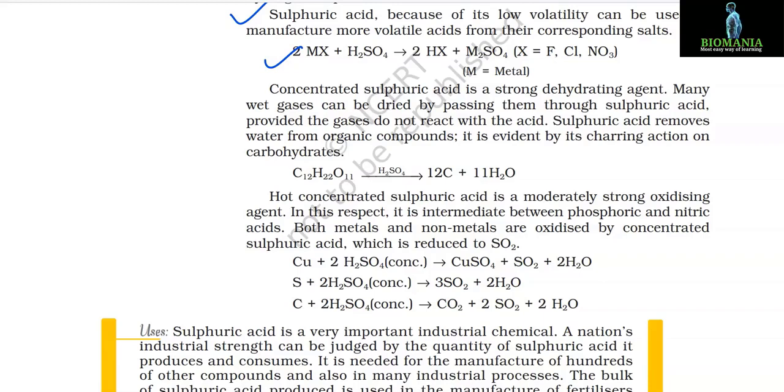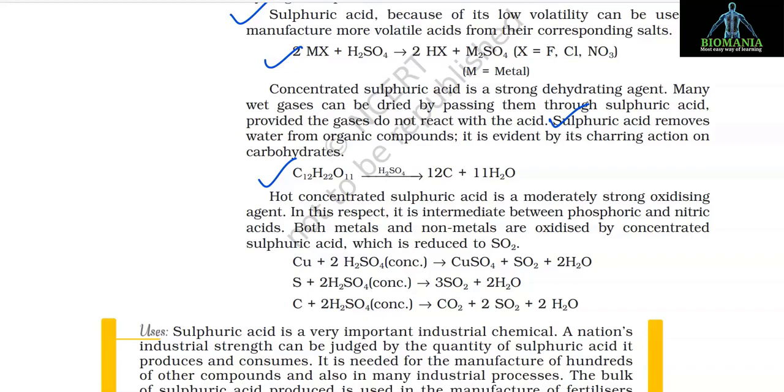Concentrated sulfuric acid is a strong dehydrating agent. Many wet gases can be dried by passing them through sulfuric acid, provided the gases do not react with the acid. Sulfuric acid removes water from organic compounds. It is evident by its charring action on carbohydrates. C12H22O11 in the presence of H2SO4 gives 12C plus 11H2O.